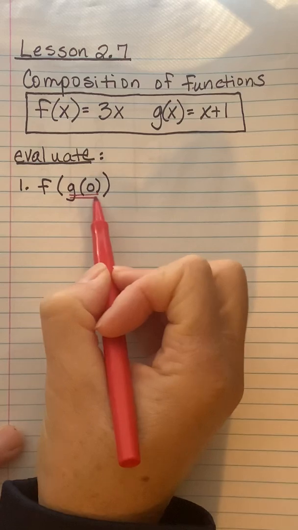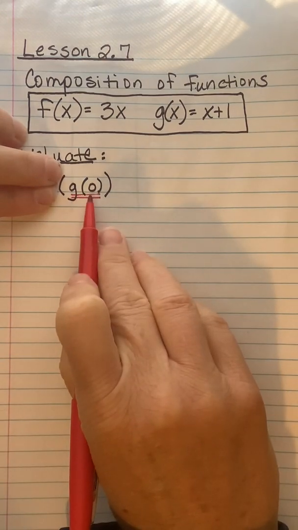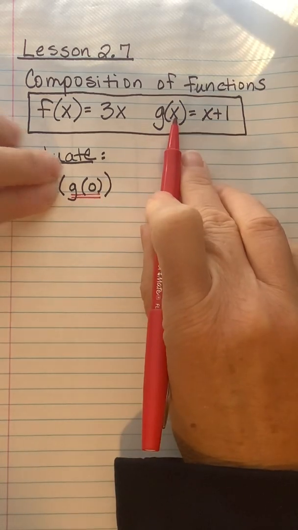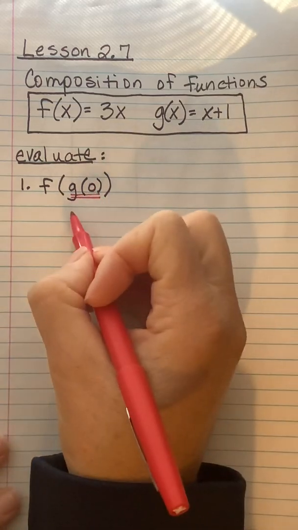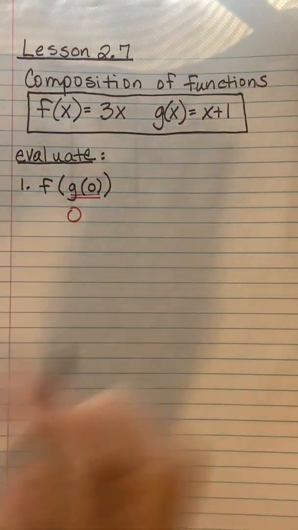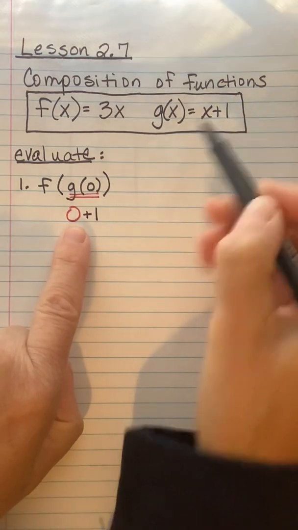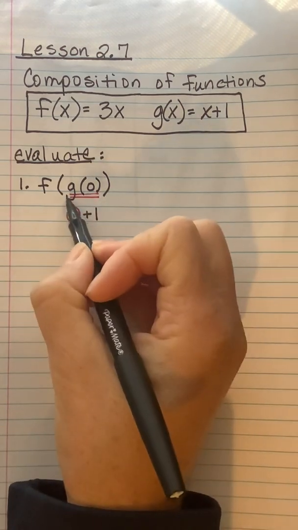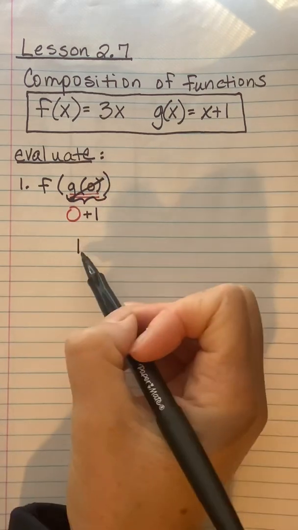I start on the inside. Always start on the inside and work your way out. So you can kind of just ignore this f part. If we were going to evaluate g of 0, this brings us back to like the first week of school. G of 0 means x is out, 0 is in. So I'm going to evaluate 0 plus 1. So that's g of x, x is out, 0 is in, which means g of 0 is actually 1. So g of 0, input 0, output of 1. G of 0 is now 1.